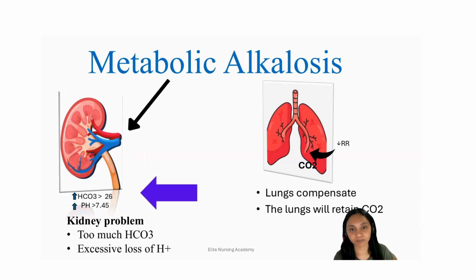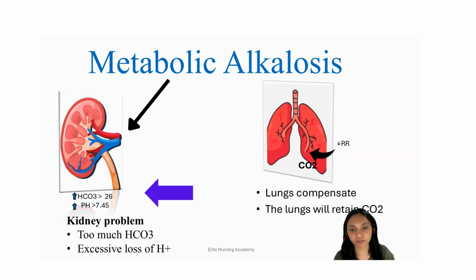What happens in metabolic alkalosis? The body is losing too much acid, the H plus ion, for multiple causes, such as if the patient is having vomiting, NG tube suction, or if the patient is on diuretics. So there is excessive loss of hydrogen ion and there is too much bicarbonate in the patient's blood.